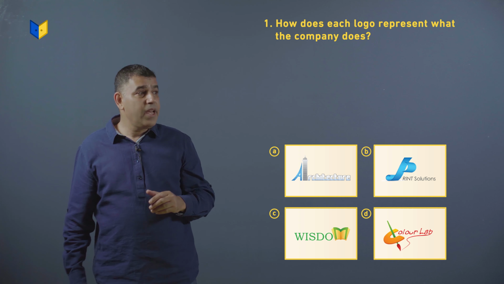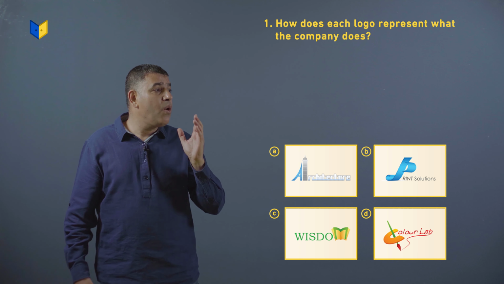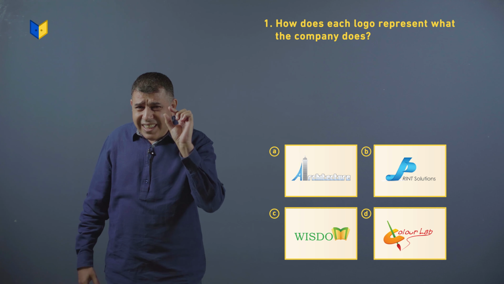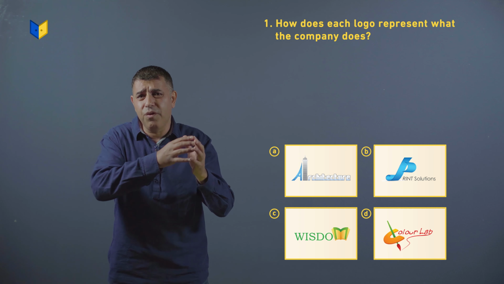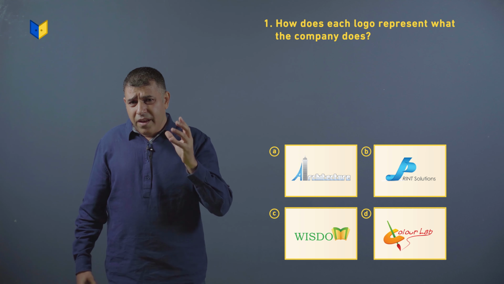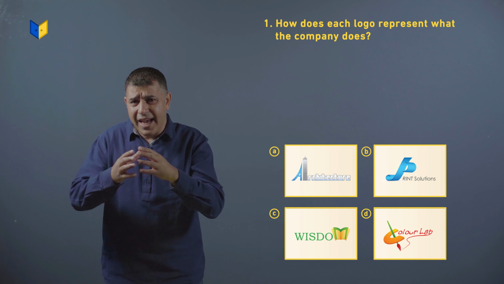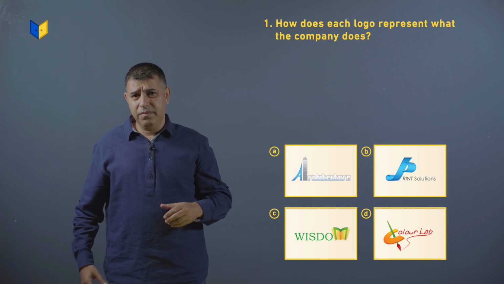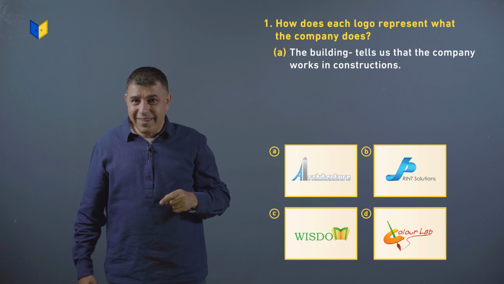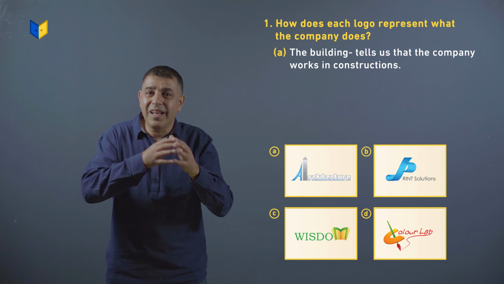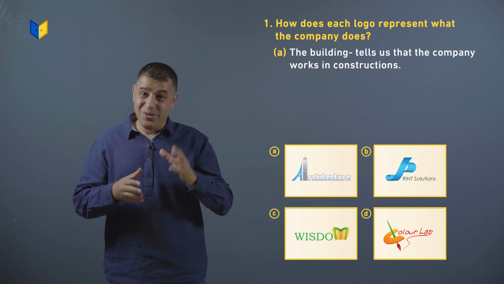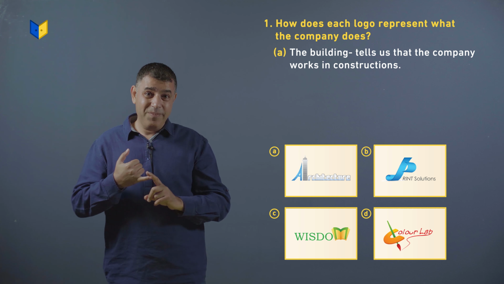The first question says, how does each logo represent what the company does? Now, each of these logos represents the field of work for the company. يعني مجال عمل الشركة. How do we know that this company has this certain field of work? Now look at A, as you can see the building. So the building tells us that this company works in constructions, for example. So the building in A.